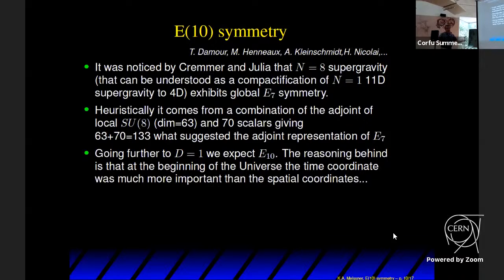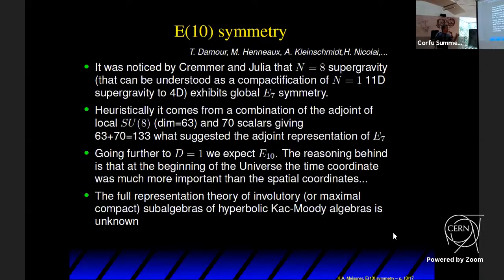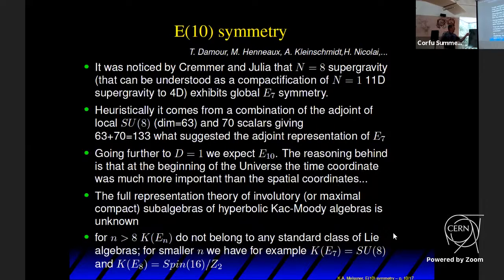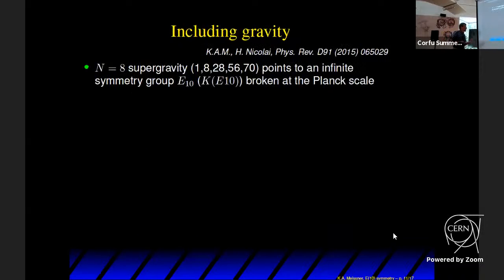Then we can write a Dynkin diagram for E10. We have the classification of compact Lie groups, and E8 is the biggest one, but E10 is a different thing. The full representation theory of such involutory subalgebras, since it is hyperbolic, is unknown. The mathematics of this is largely unknown. For n bigger than 8, they do not belong to any standard class. For smaller n, we know that, for example, the involutory subalgebra K of E7 is SU8 and K of E8 is Spin(16)/Z2. But we have E10.